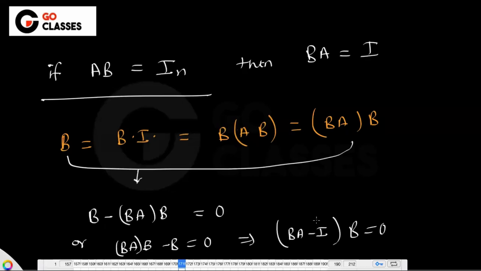And then from here, I want to prove that BA minus identity is actually 0, so that I can prove that BA is equal to identity. That's what I want to prove, right? So what can I say from here?